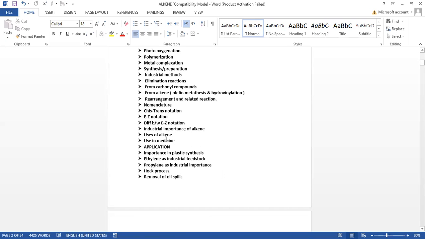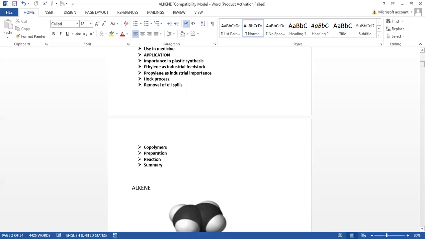Uses of alkenes in medicine and their application in plastic synthesis, in which ethylene is used as the industrial feedstock and propylene is used as industrial importance. After that, we'll move toward the Hawk process and removal of oil spill. And then we'll talk about the preparation and reaction of the alkene.